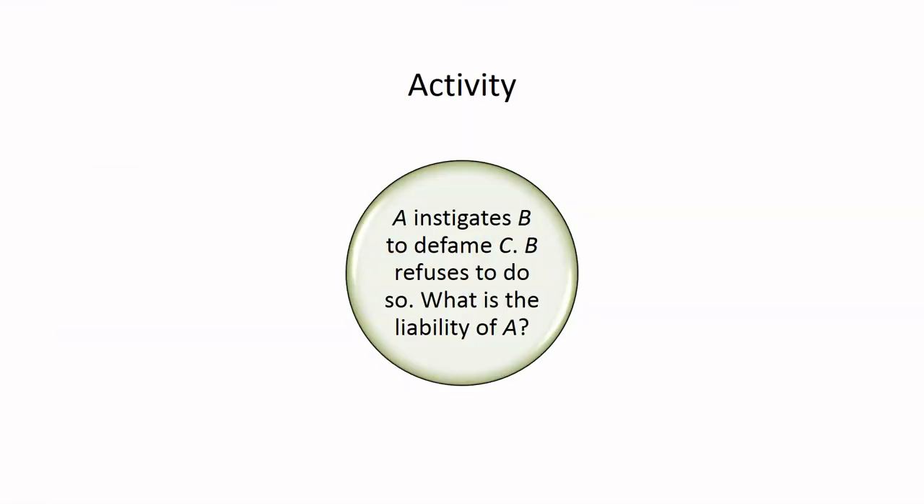Now let us check this problem. A instigates B to defame C. B refuses to do so. What is the liability of A? Explanation 2 to section 108 makes it clear that the effect of abetment is immaterial, that the offence of abetment is complete as and when the abetment has taken place. It is immaterial whether the abetted has refused to do or did not end up in the desired effect. Therefore, A is an abettor and he will be punished for the offence of abetment.